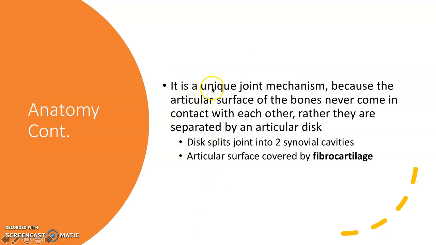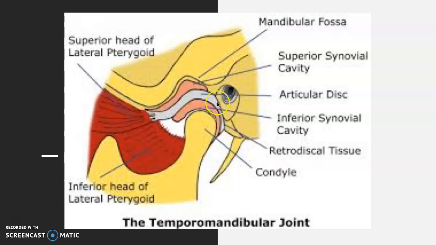As I just said, it's a unique joint mechanism because the articular surfaces of the bones never come in contact with each other, and the disc splits it into 2 synovial cavities. As you see right here, you have your superior synovial cavity, and then you have your inferior synovial cavity. Here's the head of your mandible and your mandibular fossa.